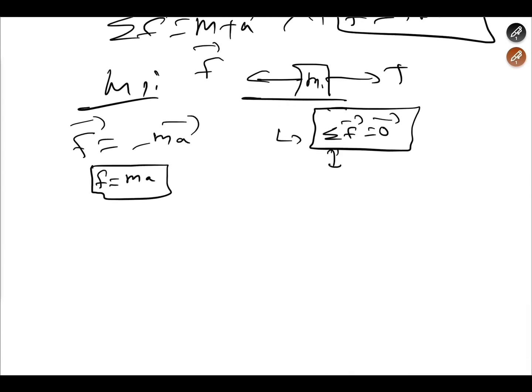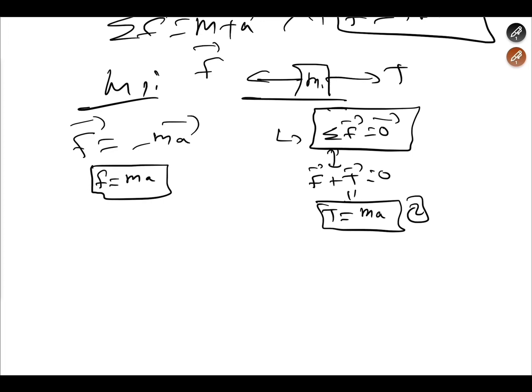And we get force F, the pseudo force, plus T equal to 0. That means tension equal to the pseudo force, which is equal to M1a. Okay, this is the second formula.